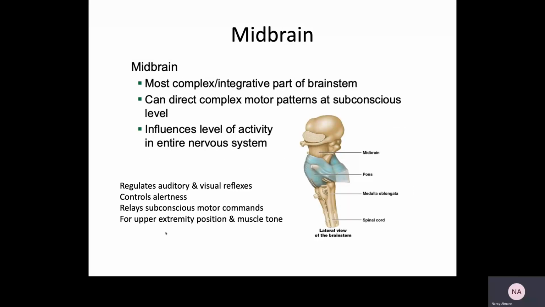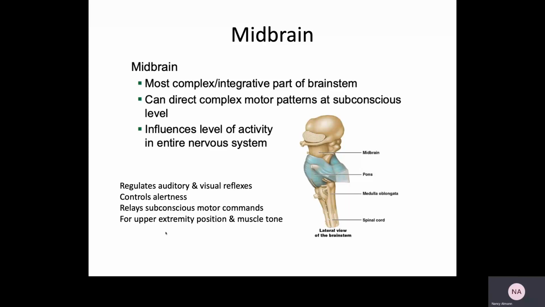It is the most complex part of the brainstem, and there's a lot of integrative functions that go on in it. It can direct very complex motor patterns, and these will occur at the subconscious level. It is actually going to influence the level of the activity of your entire nervous system, not only the brain and the spinal cord, but the peripheral nervous system too, because that information has to travel in and out of the brain. Most of it is going to travel in and out of the brain for processing.